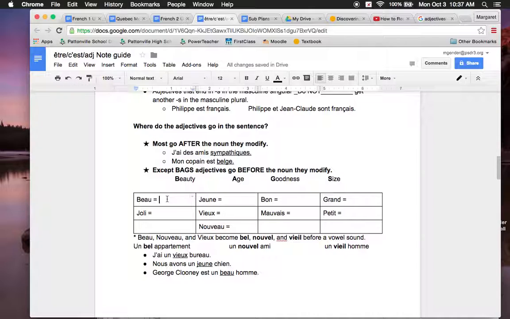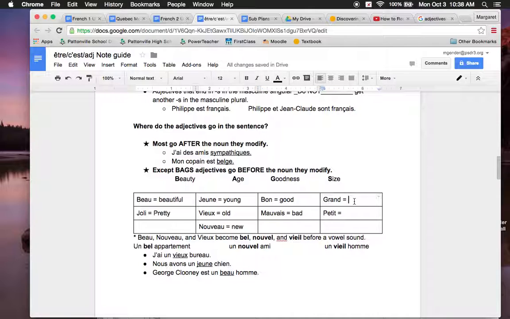Okay, now that you're back with me, beau means beautiful. I'm sure a lot of you got this. Jolie means pretty. Jeune, you've seen this when we're talking about plus jeune que moi, means young. Vieux is the opposite of that. It's old. Nouveau is new. Bon is good, and the opposite is bad.